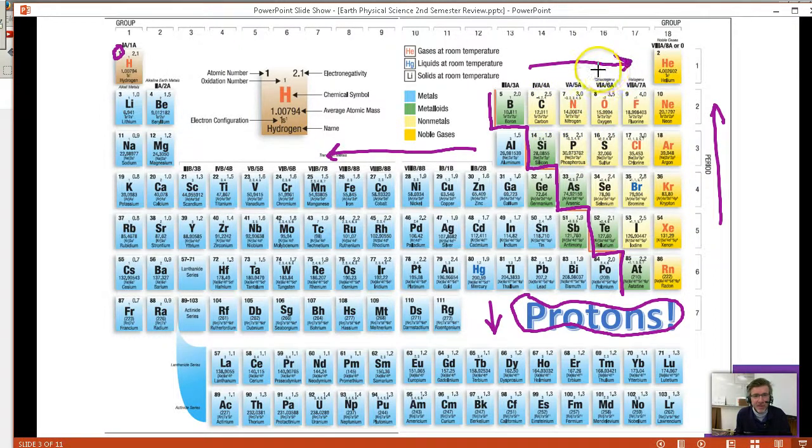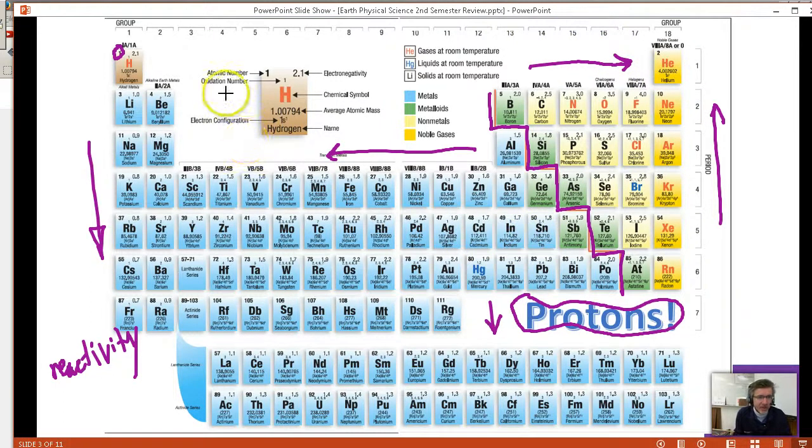Specific groups that we know about: halogens, noble gases, alkali metals, alkaline earth metals, transition metals. All good things to remember. The reactivity of the metals increases as you go this way and down. So reactivity. That was a major trend that we talked about. And reactivity increases as you go right and up here on the periodic table.